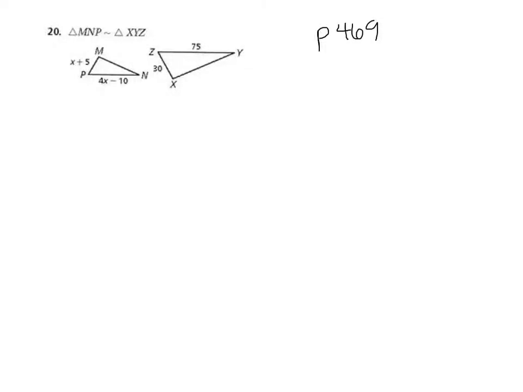Okay, I wanted to start with number 20 on page 469. When you are trying to set up your proportion, of course we're going to start here with two ratios, and I'm going to use the name of the similarity statement. So I'm just going to start with the triangle on the left, and I'm just going to start with side MP. MP, the first and last letter, corresponds with XZ, the first and last letter in the other triangle.